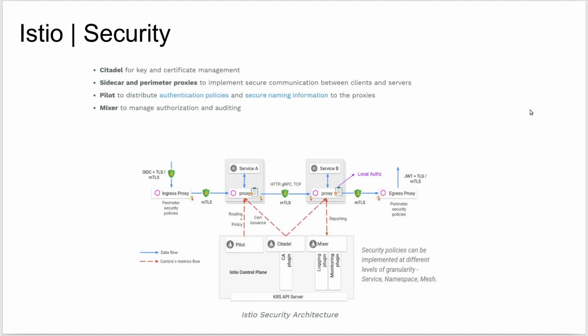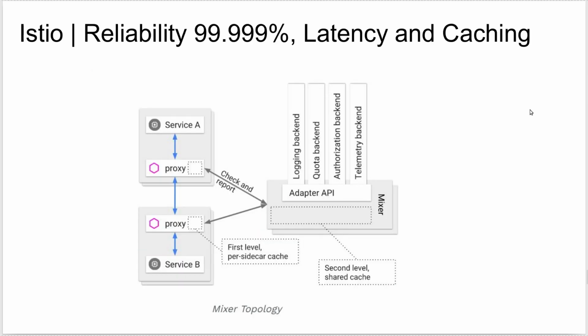So this helps us to not have any kind of a man in the middle, for instance. Talking about reliability, Istio was designed to achieve 99.999% reliability, and also to be low latency and heavy on caching.